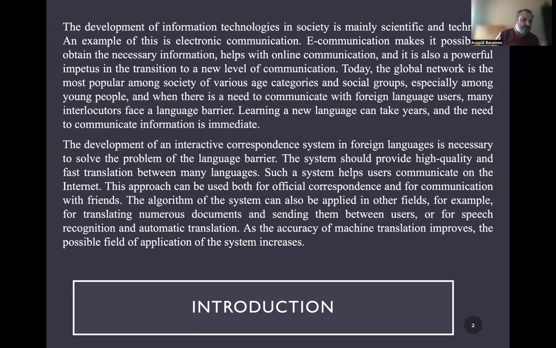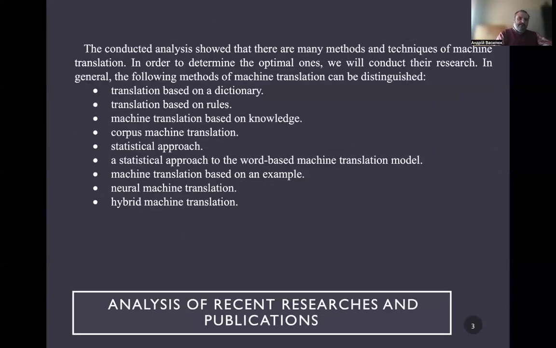The algorithms of the system can also be applied in other fields, for example, for translating numerous documents and sending them between users, or for speech recognition and automatic translation. As the accuracy of machine translation improves, the possible fields of the system increase. The conducted analysis showed that there are many methods and techniques of machine translation. In order to determine the optimal ones, we will conduct this research. In general, the following methods of machine translation can be distinguished.